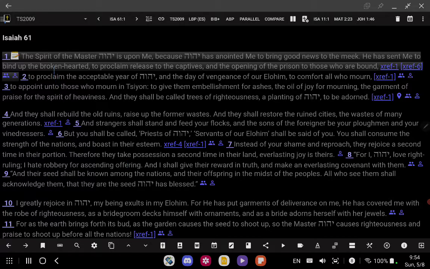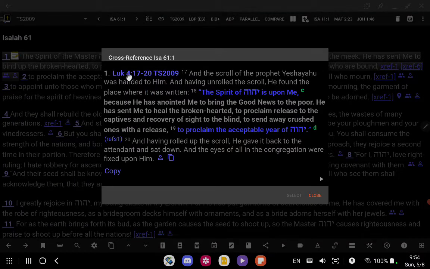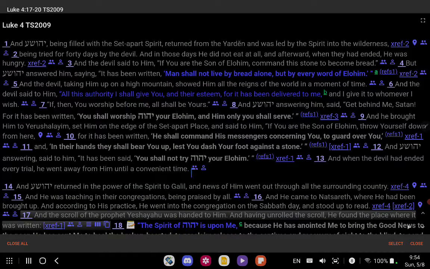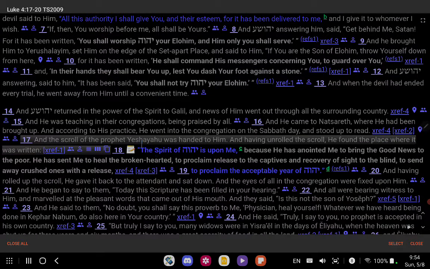So Isaiah 61, and if you're familiar with this verse, you know where this is from. It's going to be from Luke, right? And so in Luke, Yeshua, Jesus, stands up, as is the custom in synagogue, to read, and the scroll of Isaiah was handed to him. So it says, he came to Nazareth where he'd been brought up, and according to his practice he went into the congregation on the Sabbath day, and he stood up to read. And the scroll of the prophet Isaiah was handed to him, and having unrolled the scroll, he found the place where it was written.